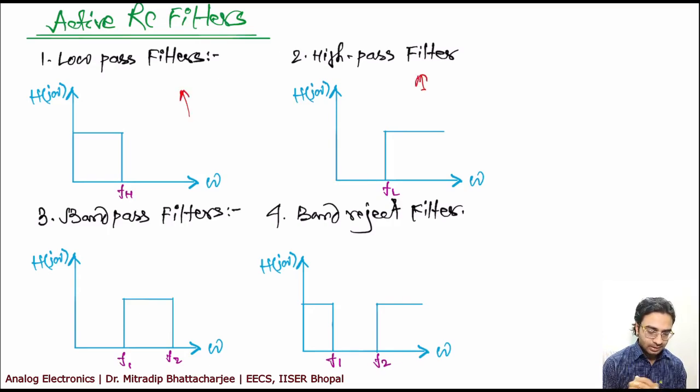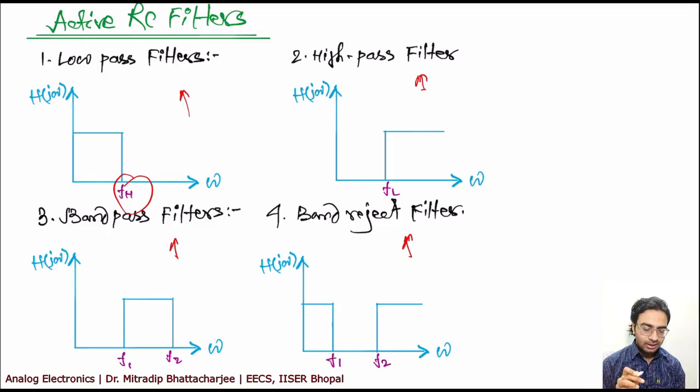These are the typical filters that we use: low pass, high pass, band pass, and band reject. In the case of a low pass filter, from the name itself, it is very evident that this filter will allow lower frequencies and will stop the higher frequencies beyond a certain point. FH is the frequency beyond which this filter will stop all the signals.